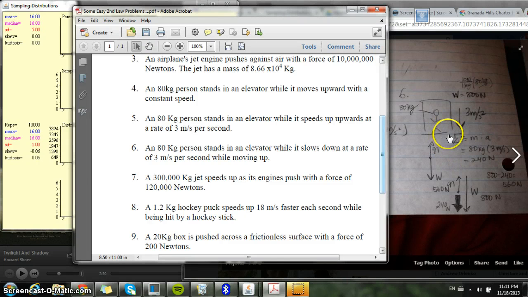So what this person is feeling is that the weight is bigger than the normal force acting on the person. They're going to feel pretty weightless, because there's not as much normal force pushing upwards. And like I said before, the brain gets confused and associates normal force with heaviness. And here the normal force is lighter than the weight.